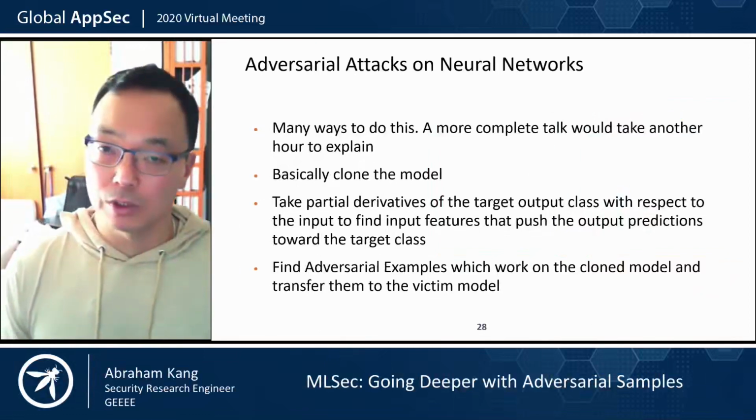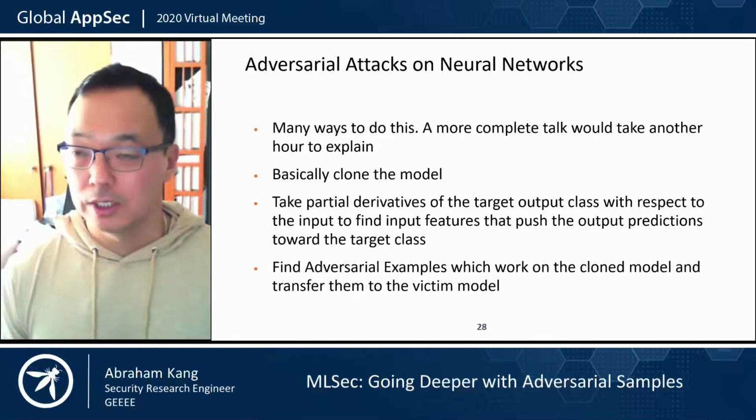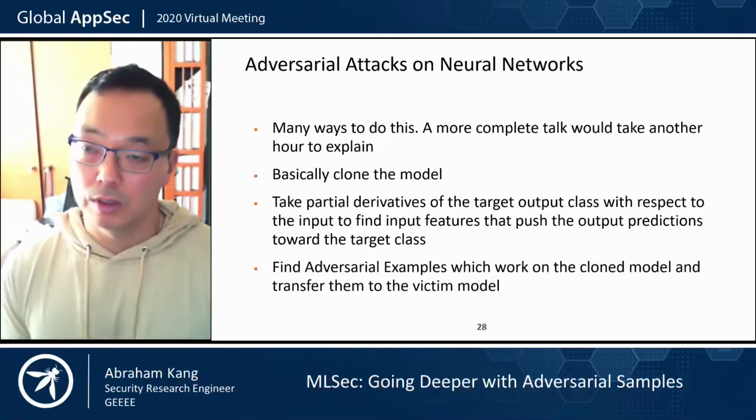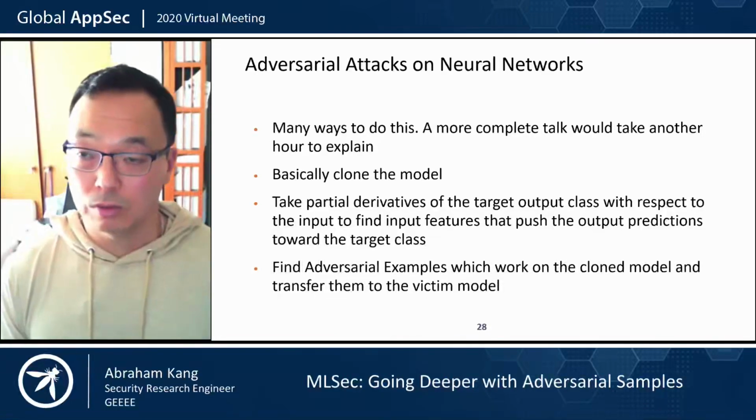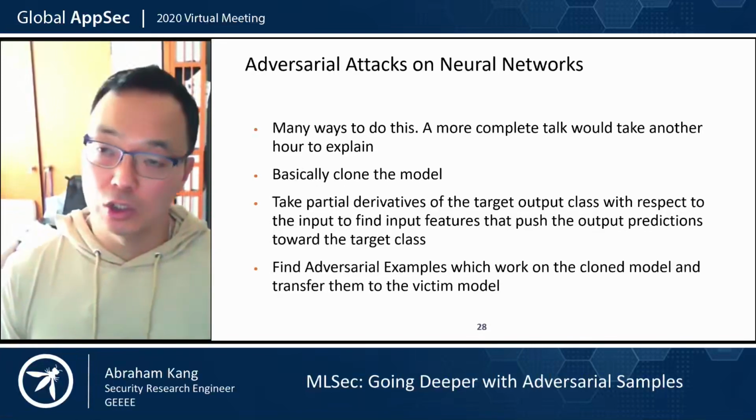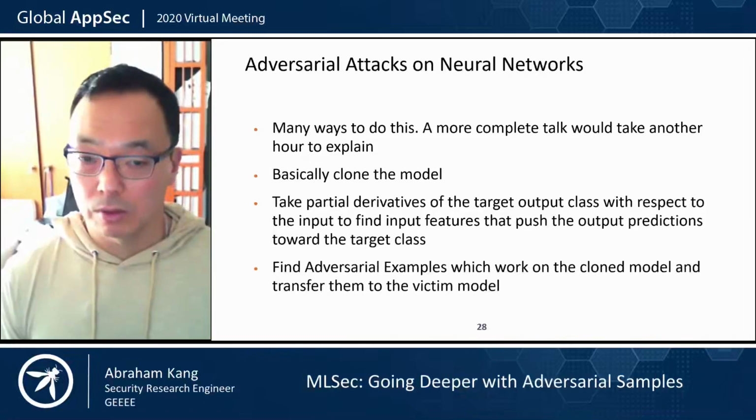So when we talk about adversarial attacks on neural networks, there are many ways to do this, and I talk about this in my other talks on adversarial samples. I wanted to do something different to let you know how expansive this problem is, and that it's not just a problem related to deep learning and neural networks.